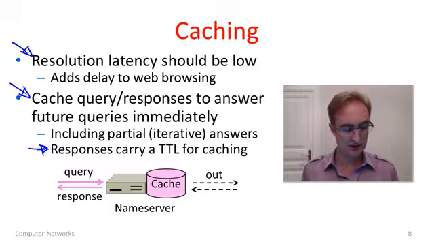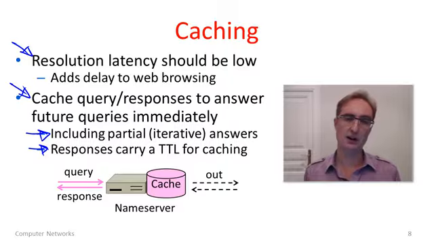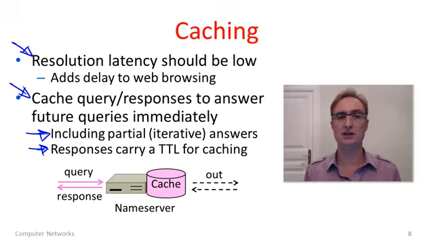And in addition, caching in the DNS is interesting because we can cache partial answers that come from the iterative queries. So, for instance, when I resolved robot.cs.washington.edu, we learned information about a variety of servers, not just that IP address at the end, but we also learned the name servers for .edu, washington.edu, and cs.washington.edu. So all of that's information that can be cached and used for future queries.